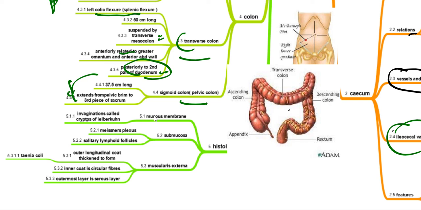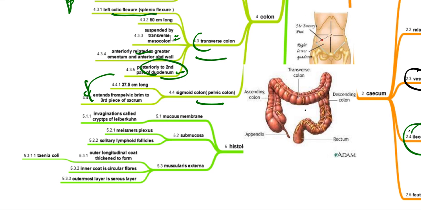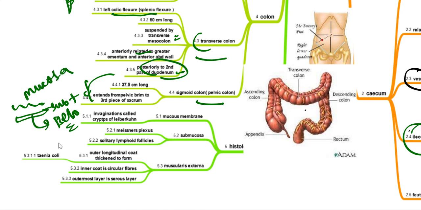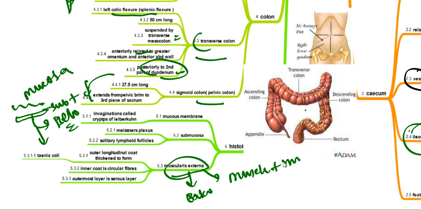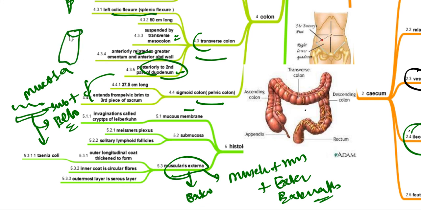Then the histology of the colon. What are the layers present? First is the mucosa, then the submucosa. Sub means below. Below the mucosa is called the submucosa. Then externally, the muscularis externa. Muscularis means muscle, plus externa means externally. Facing the lumen is the mucous membrane. Inside the lumen, mucosa, then submucosa, then muscularis externa.